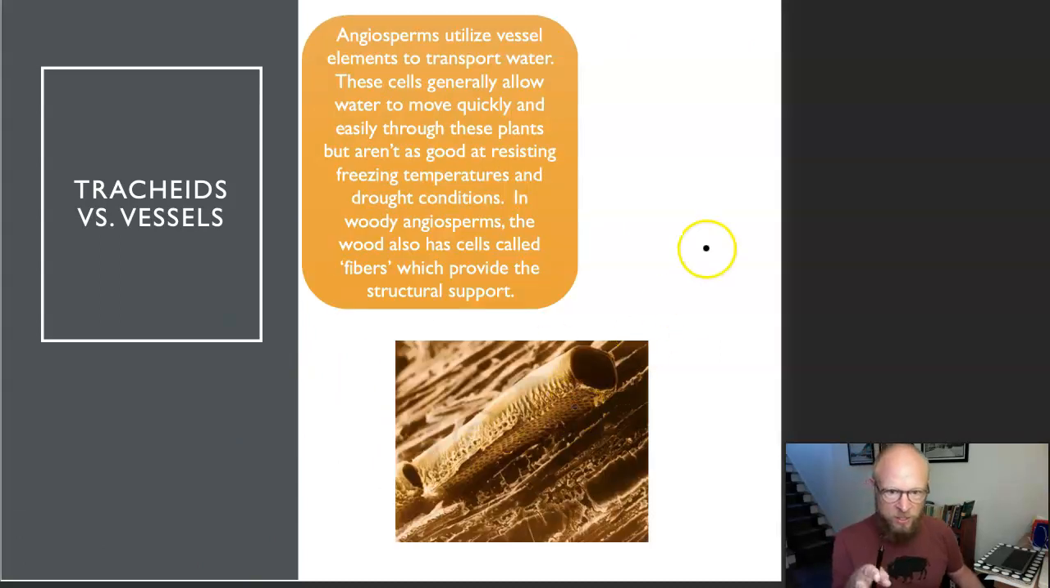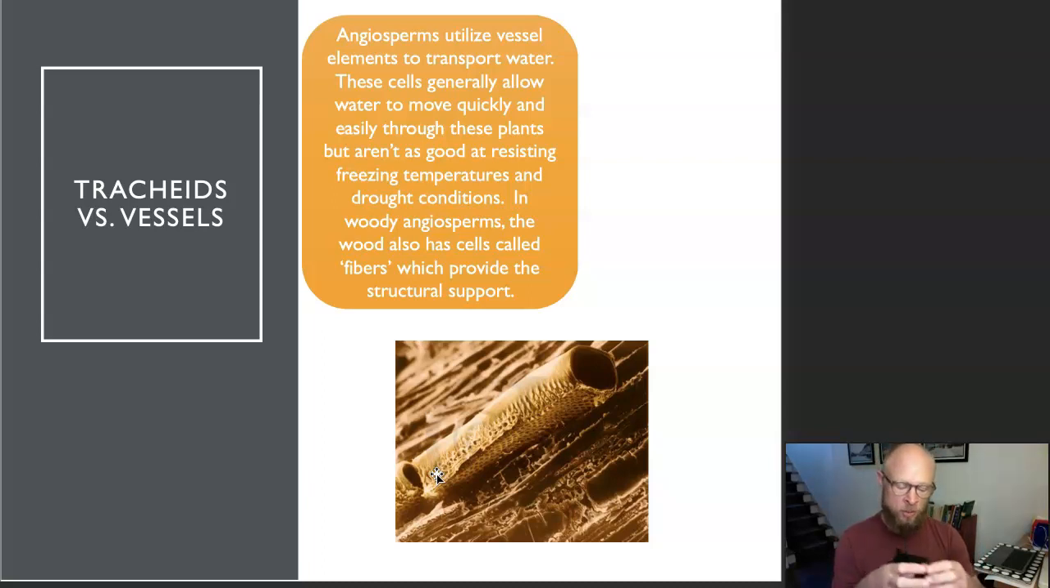All right, now let's summarize the vessel elements. So again, here's a picture of a vessel element where you've got these open ends on the vessel, and they tend to be larger radius than the tracheids. So they're larger and they're open-ended, so they move water really quickly, but they're not good at tolerating freezing temperatures, and they're not good at tolerating drought. The other thing that's important about vessel elements is because they're so big, they're not as structurally sound as tracheids.